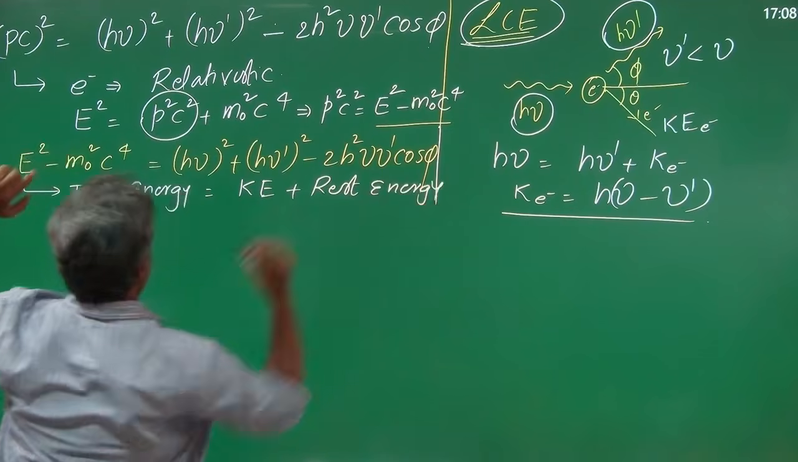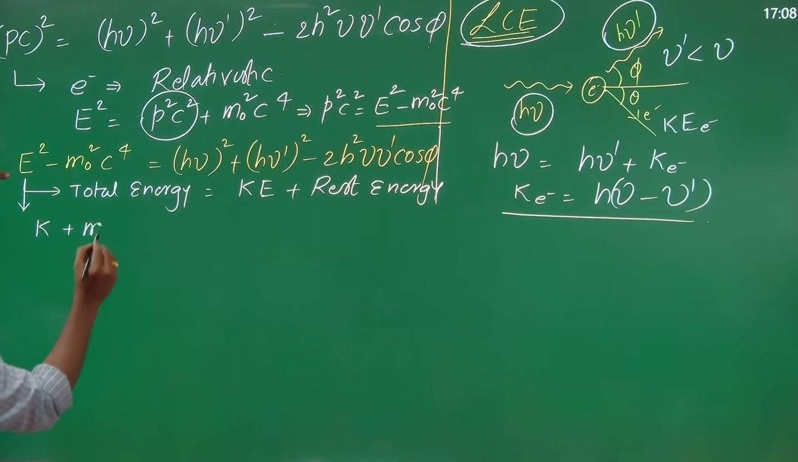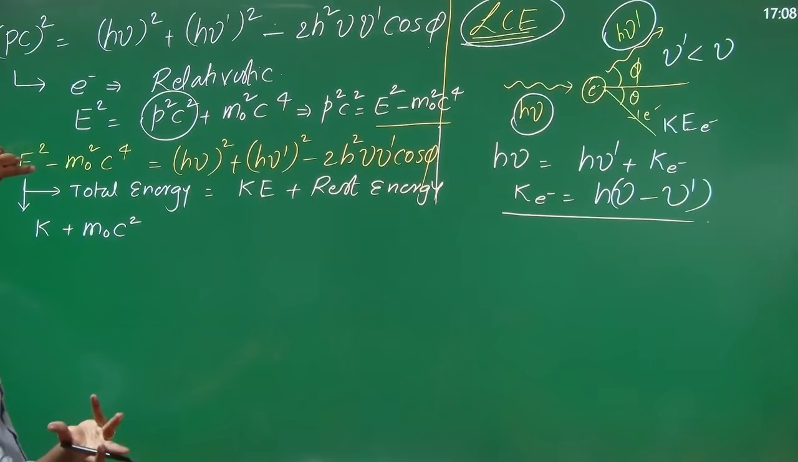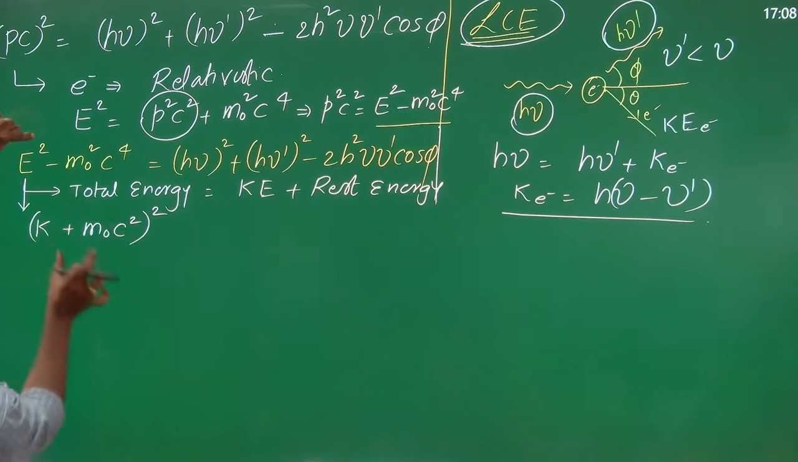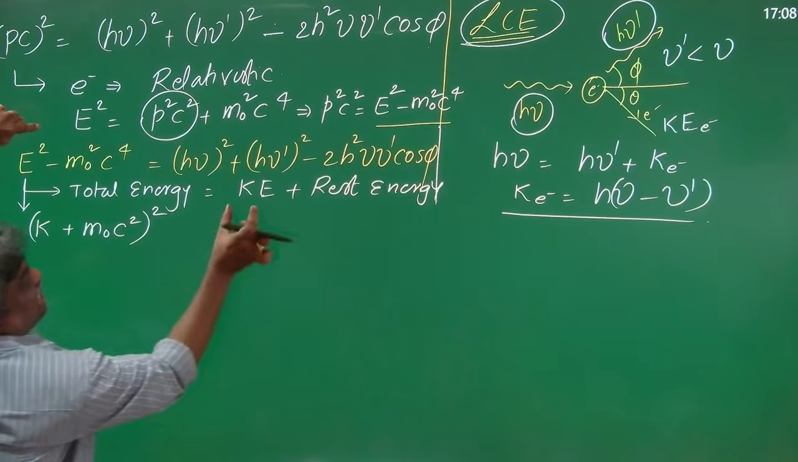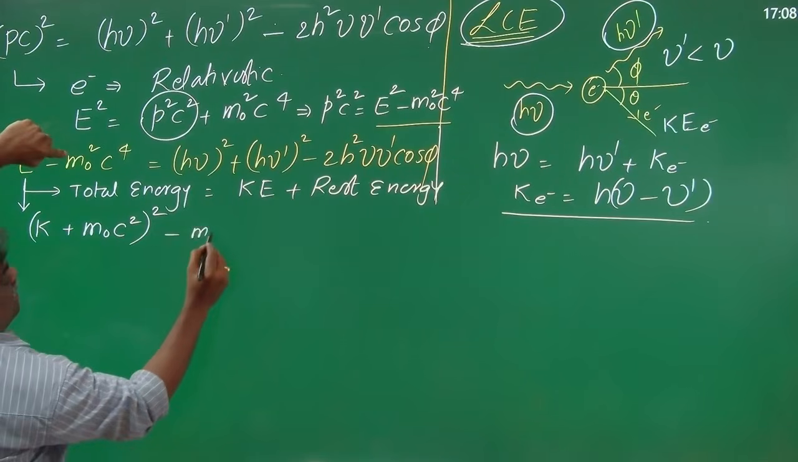Okay, so that's why I can write this E as the kinetic energy of the electron plus the rest mass energy. What is the rest mass energy? m0 c square, whole square. See, I am not doing any new thing. Total energy is the kinetic energy plus rest energy, just substituted.